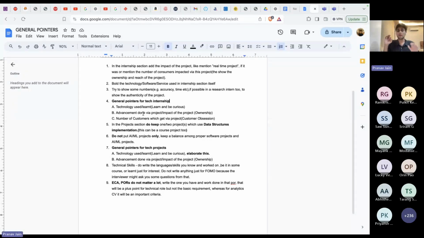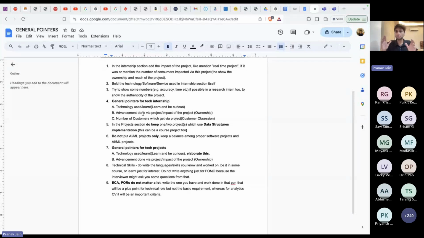There should be three major pointers that you structure in your internship points. If you need to write 3 or 4 points for a particular internship, the first should be the technology that you used in your internship. That is a very important factor. The second one is the advancement that you made via the project. What was the impact that your project created? Who was the customer of your project? Who is going to use this project? And how did this project help the people?